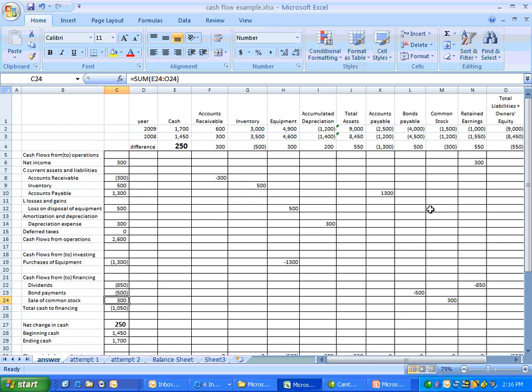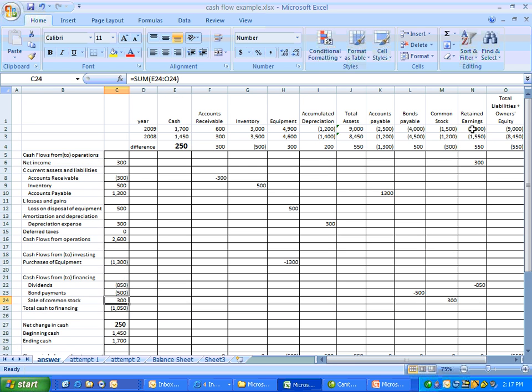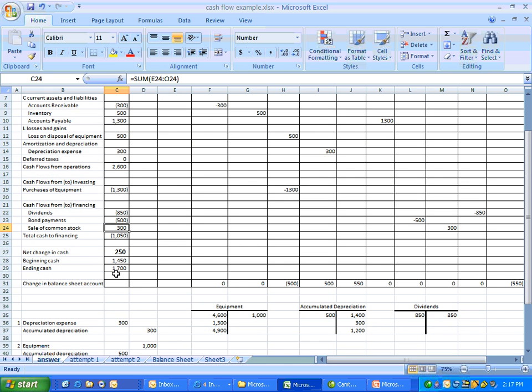Last item, we have common stock. It went from $1,200 to $1,500 because we sold $300 worth of common stock, and we've pulled that over as an increase in cash. If we sold stock, someone gave us cash for that stock. Now we have addressed all of the changes in those balance sheet accounts for the year ended 2009.